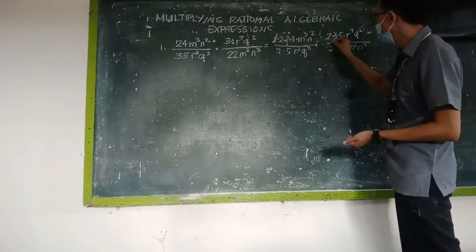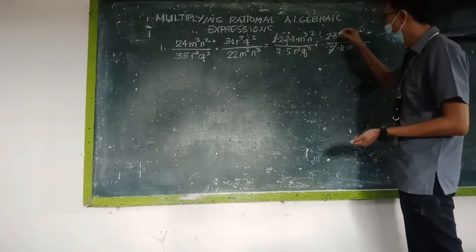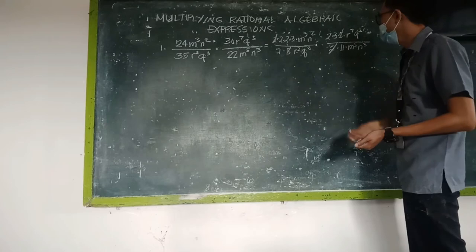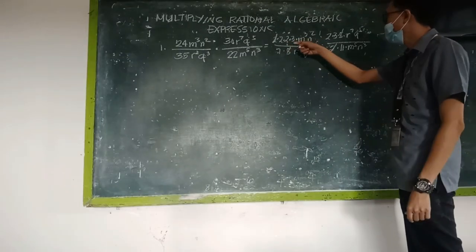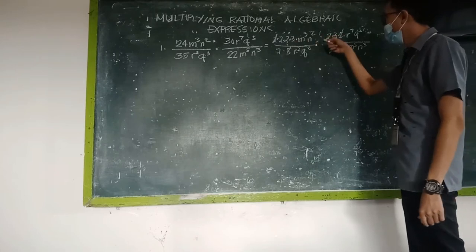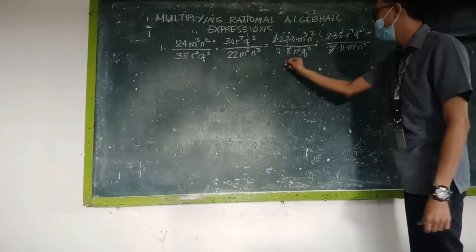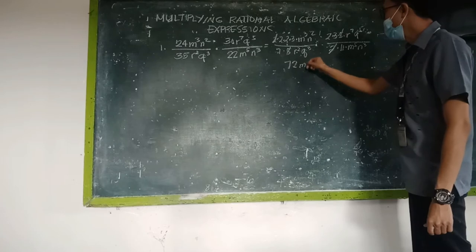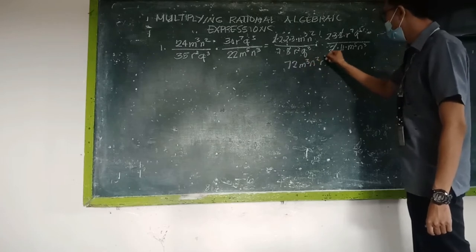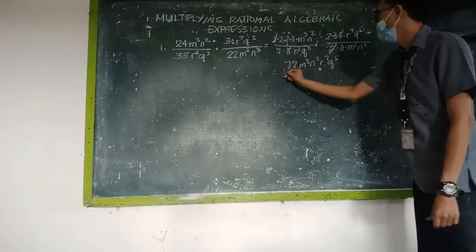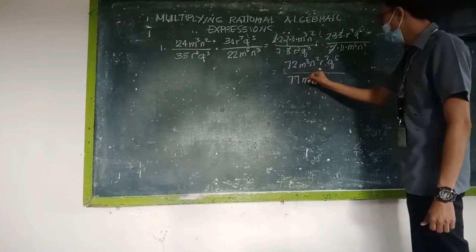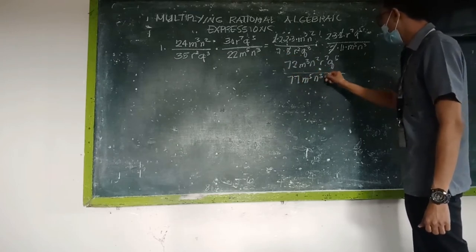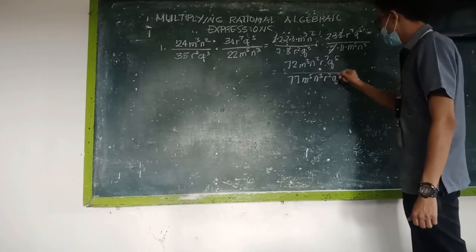So, we have 2 here, cancel ang 2, at ang 5, makakatanggal din. So, ang natira, 2 times 2, 4, times 3, 12, times 2, 24, times 3, so we have 72. M cubed, n squared, r to the 7th, q to the 5th, all over 7 times 11, so 77. M to the 5th, n cubed, r squared, q cubed.